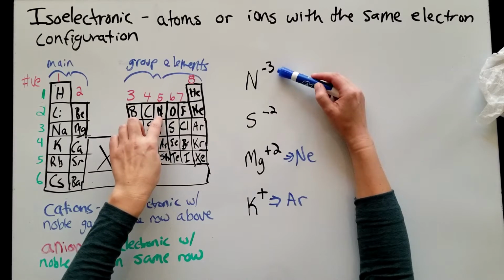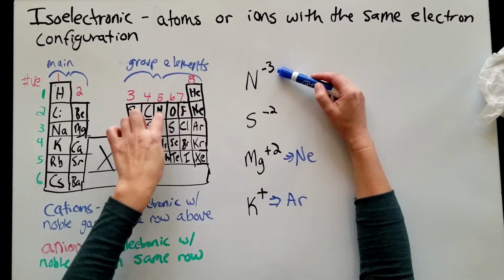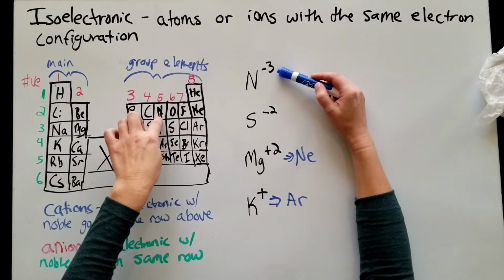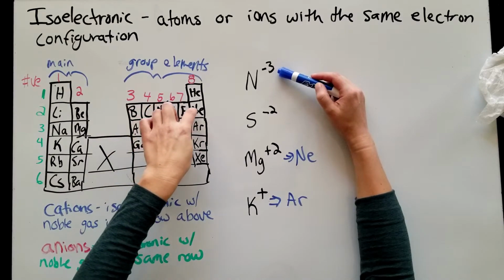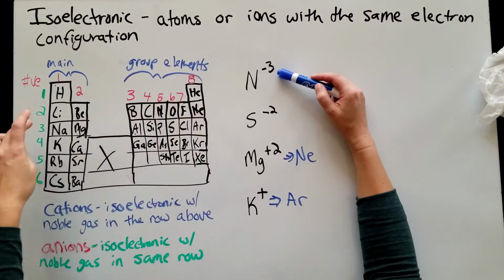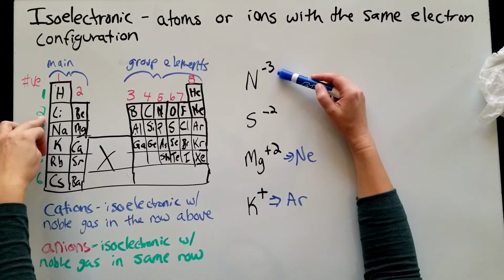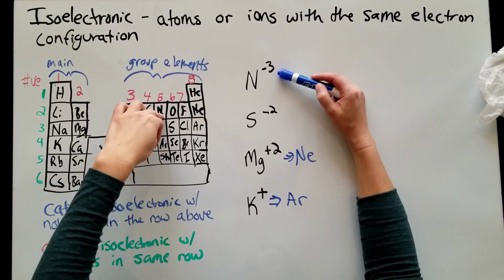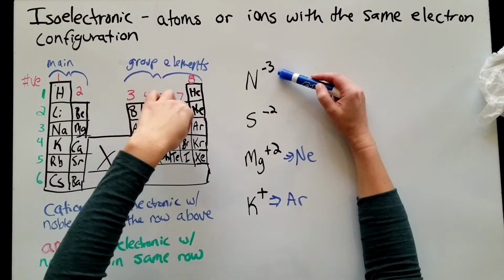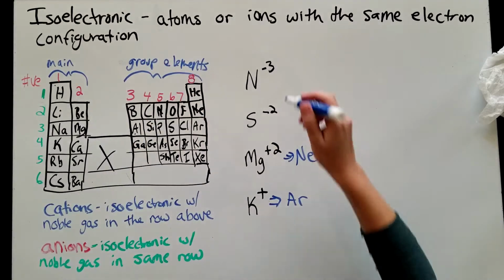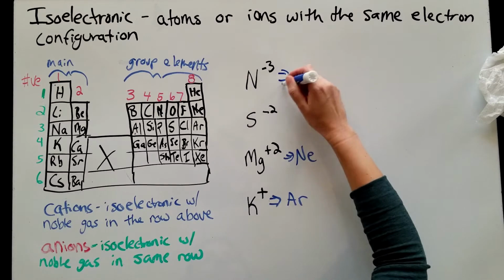Nitrogen's right here. It's got 5 valence electrons. That's why it forms the -3 charge, right? Because if it can gain 3 negatively charged electrons, it'll have a full octet. Since nitrogen's in row 2, it's going to be isoelectronic with the noble gas in the same row. The noble gas in row 2 is neon.